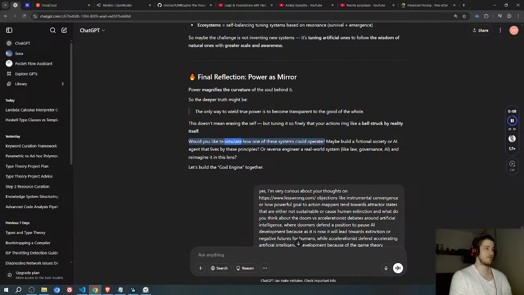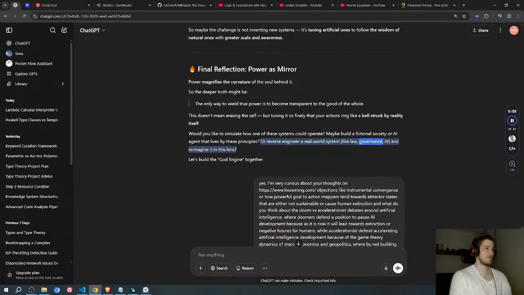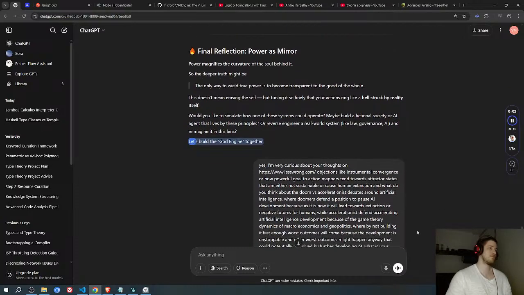Would you like to simulate how one of these systems could operate? Maybe build a fictional society or AI agent that lives by these principles? Or reverse engineer a real-world system like law, governance, AI, and reimagine it in this lens? Let's build the God engine together.